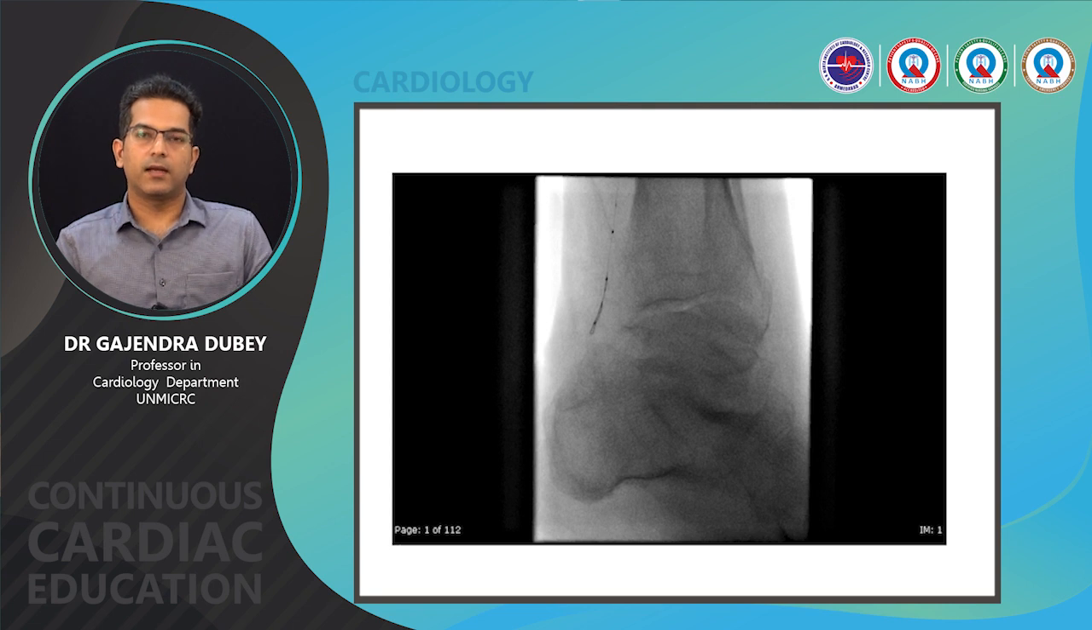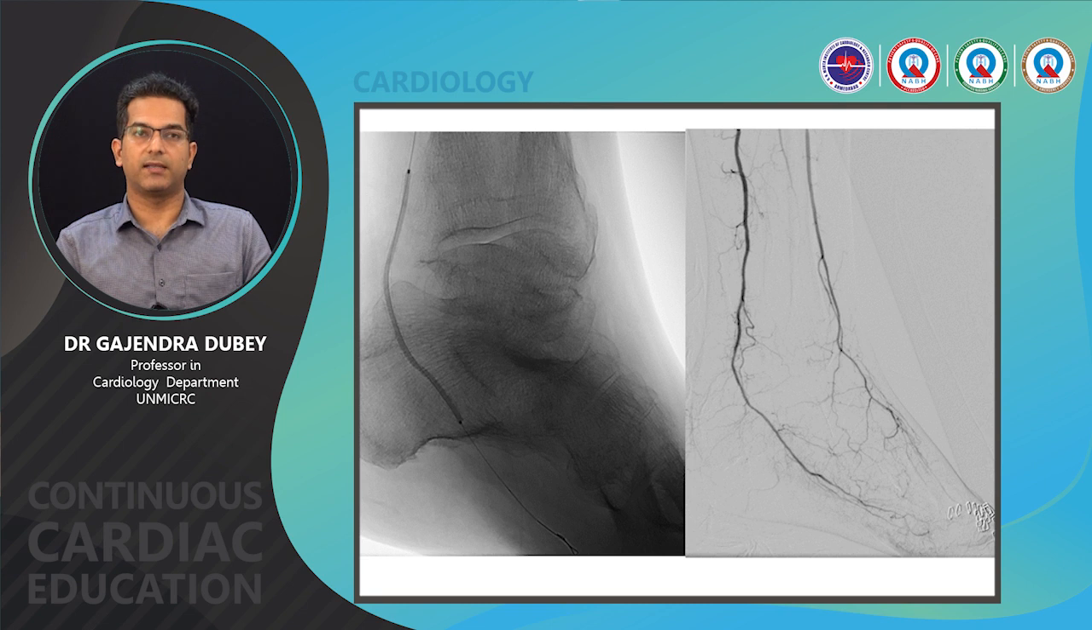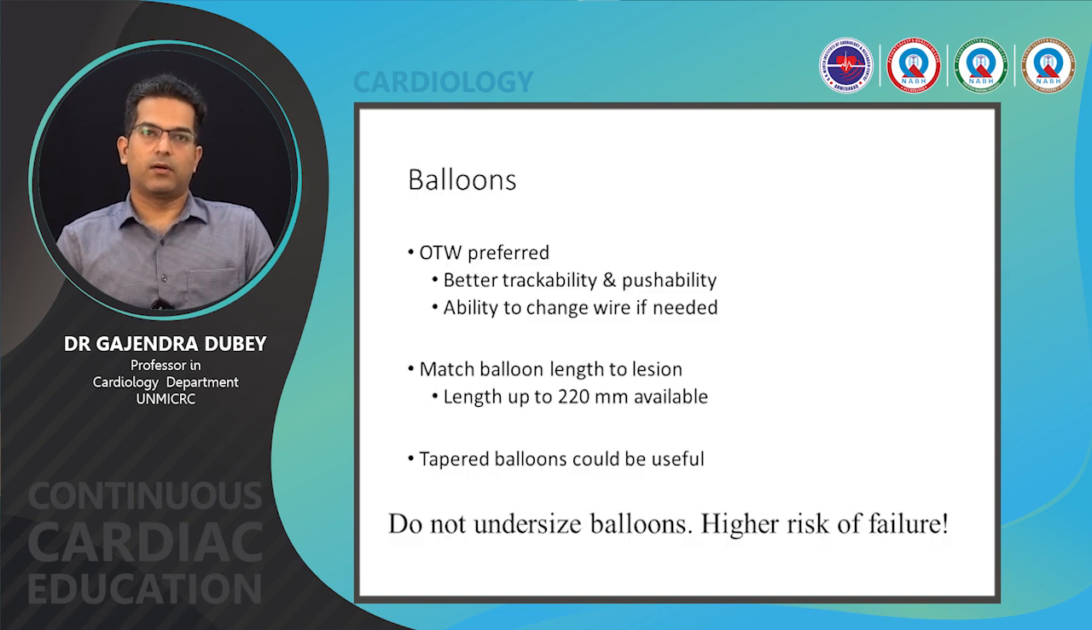So this is another example of use of a support catheter for treating a BTK vessel, BTK disease, and this was followed by a ballooning with a long balloon, and there was a good result with good distal runoff into the foot. So various balloons are available for BTK interventions, both over the wire as well as monorail balloons are available for these. So over the wire balloons are more preferable because they give us a better trackability and better pushability, and the wire can be exchanged and they can be used as support catheters also.